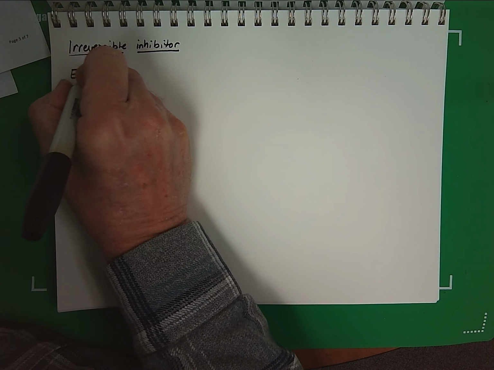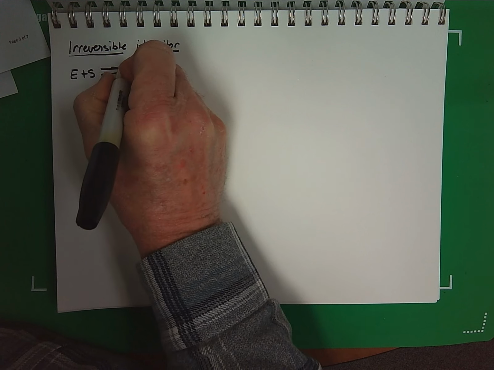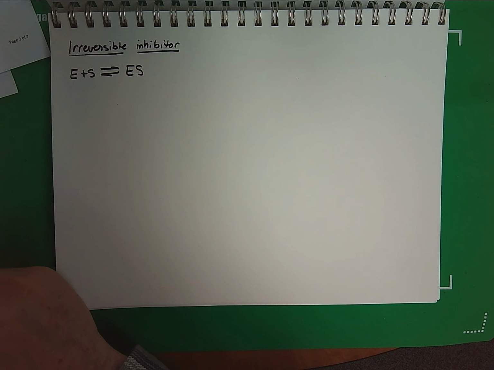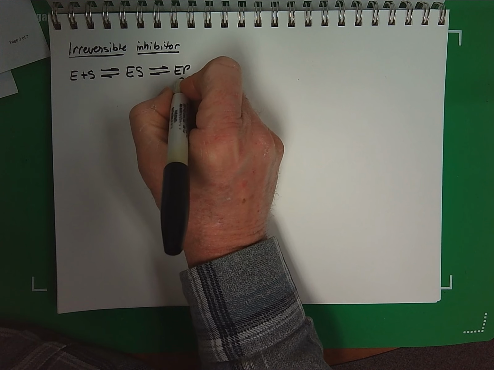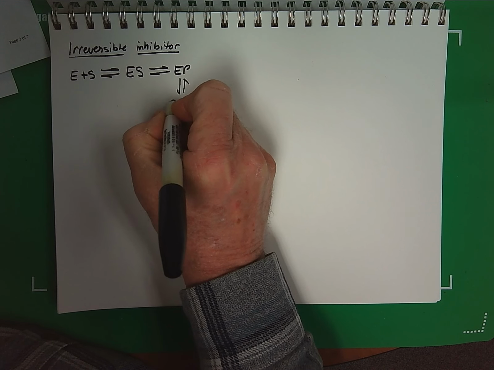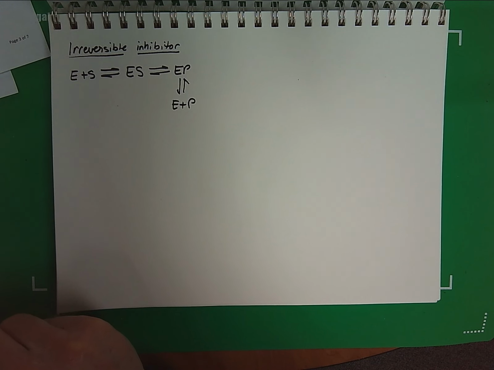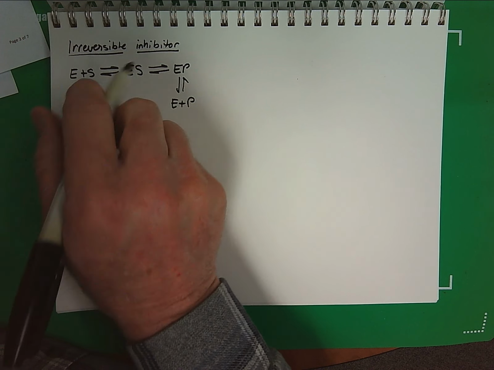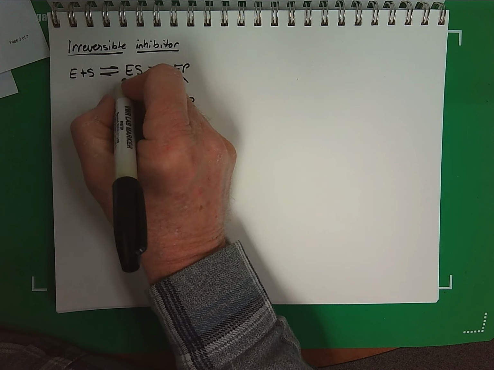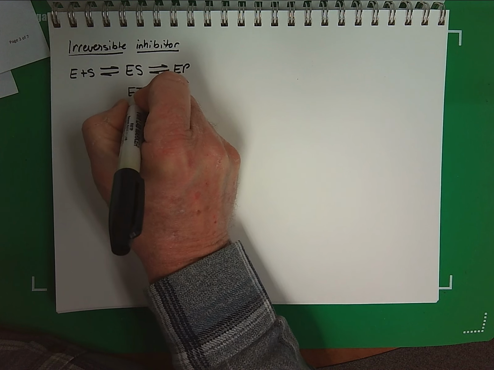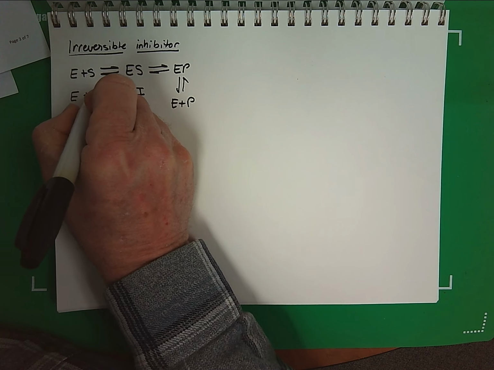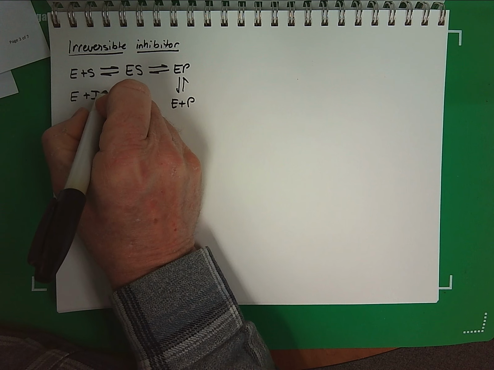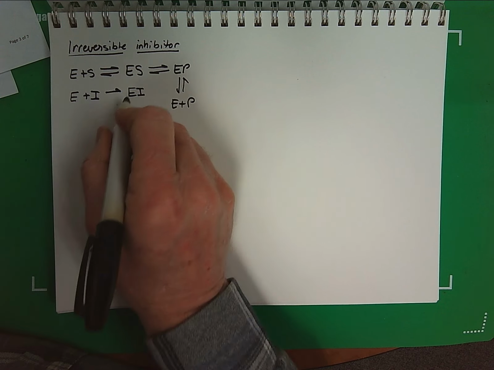Recall our enzyme plus substrate forming our enzyme substrate complex. Then this can form our enzyme product, and then of course these can dissociate, forming enzyme and product separated. What a suicide inhibitor is going to do is it's going to form an EI complex. So we are going to add the enzyme plus the irreversible inhibitor. This is going to form the EI complex.